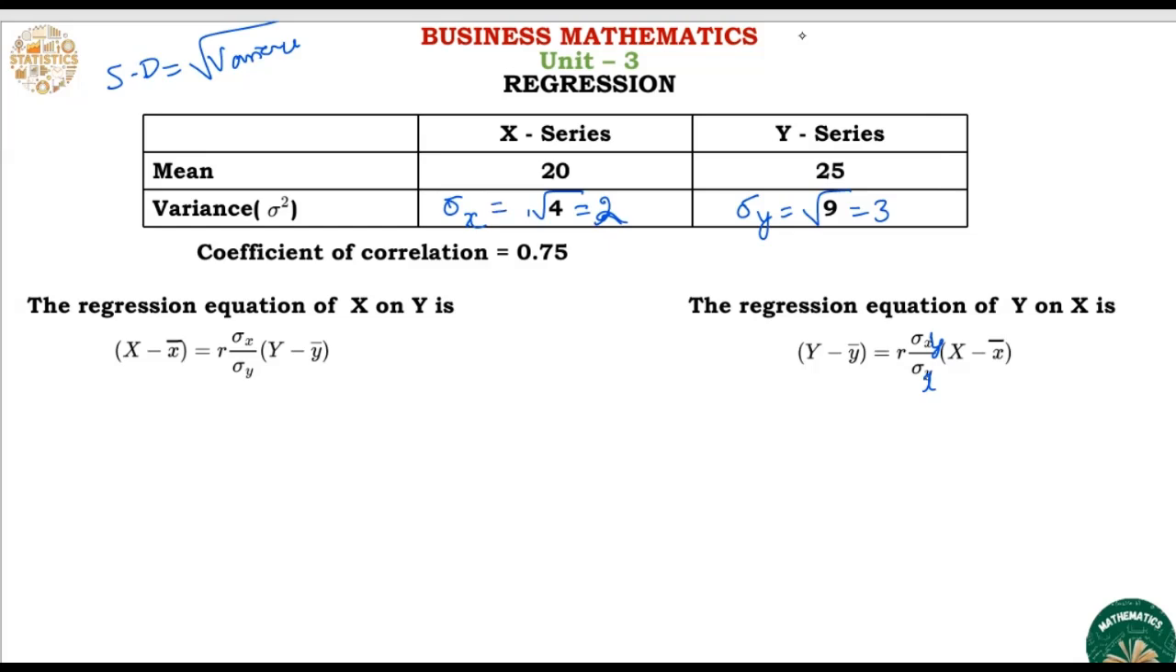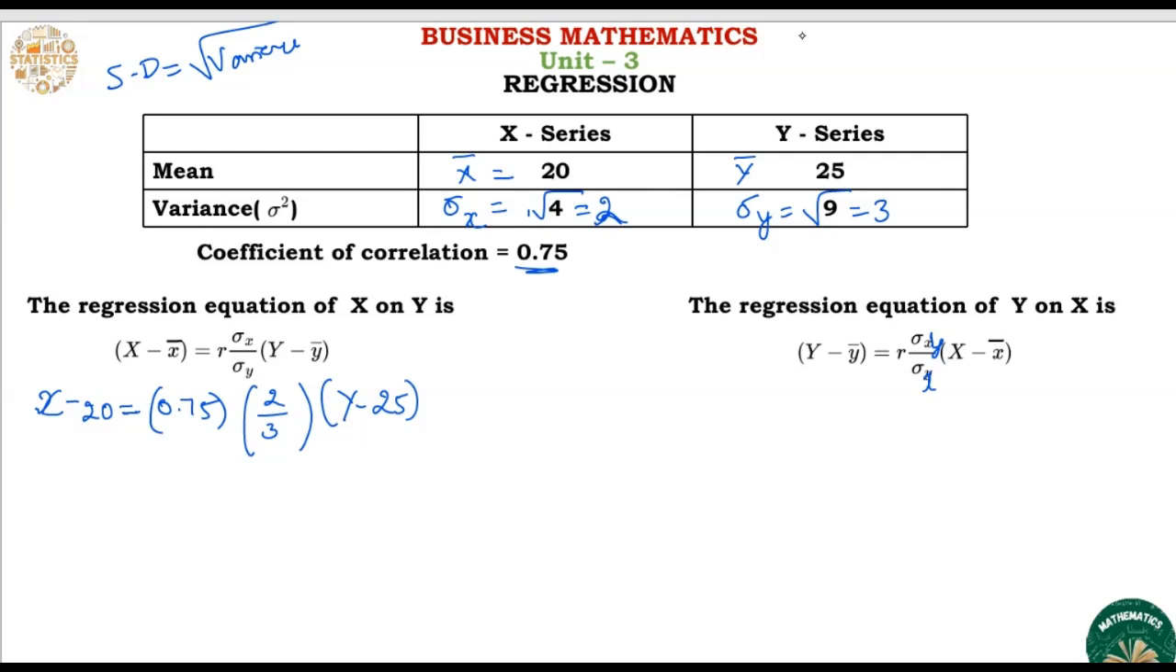We'll substitute the values and try to find the answer. X minus x bar. This will be x bar and this will be y bar. So x minus x bar, x is x, we don't know. X minus x bar is 20. R they have given, that is the coefficient of correlation, equals 0.75. Sigma x is 2 and sigma y is 3, and y as it is, y minus y bar will be 25.